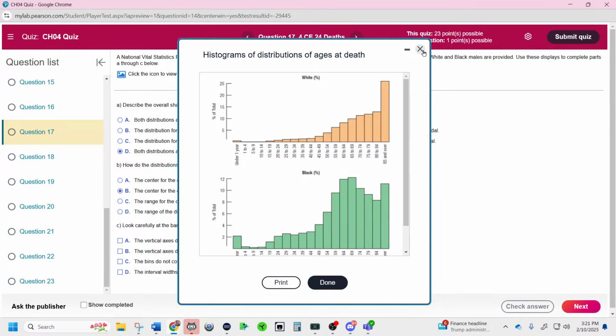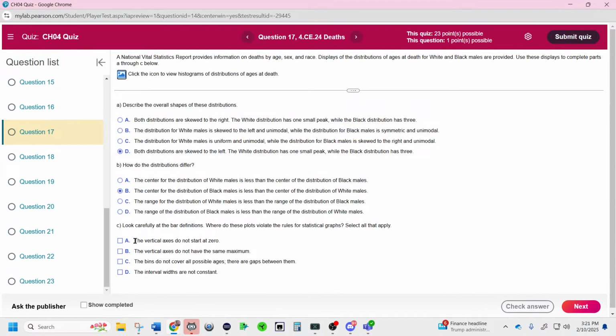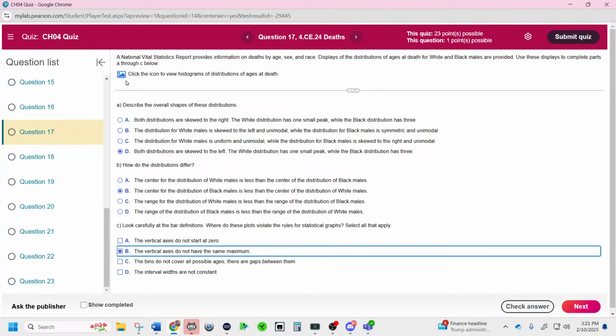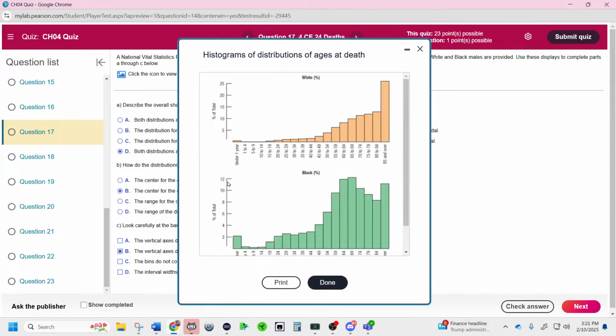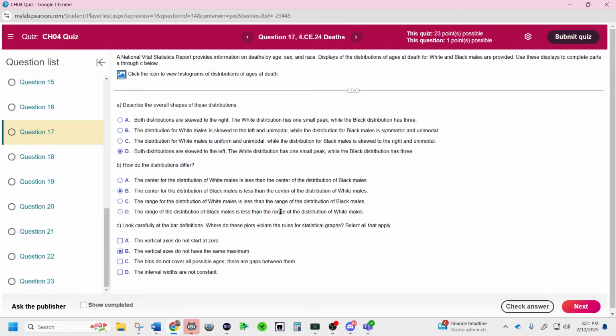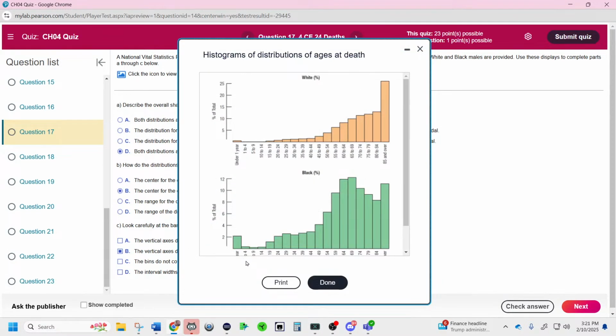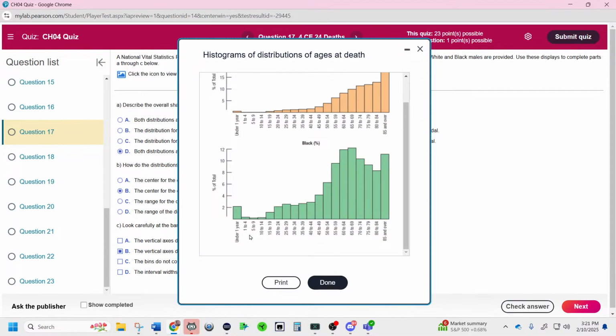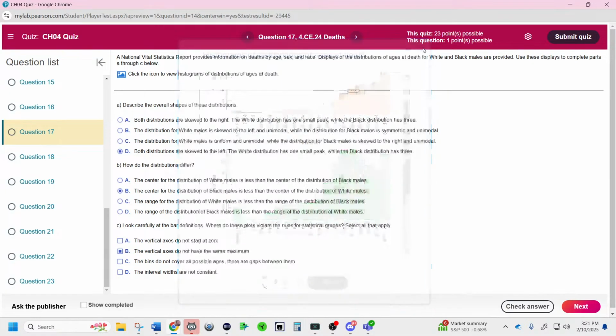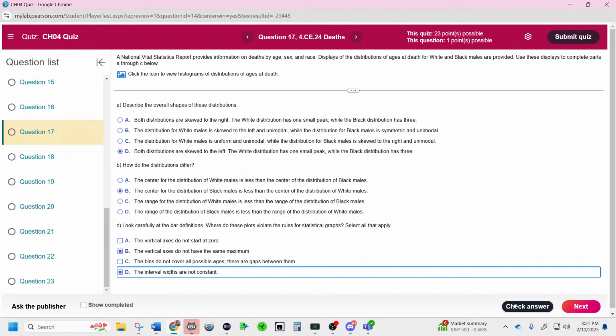I think we fixed the microphone-ish. And they do start at 0. The vertical axes do not have the same max, which we want, the same vertical axis. So that would be better to compare apples to apples. The bins do not cover all possible ages. They actually do, because it goes from under 1 year, 1 to 4, all the way up. Those bins aren't the same size, so the interval width is not constant.